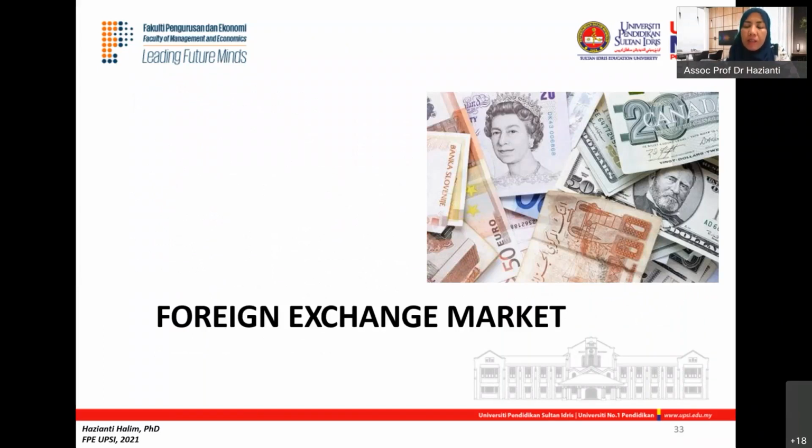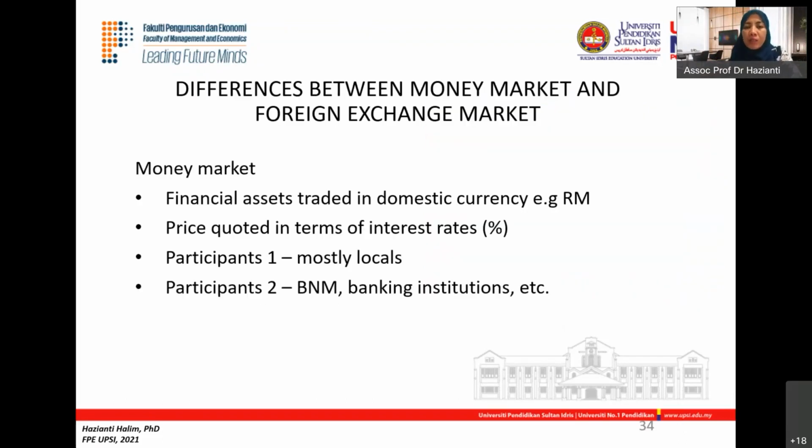Okay, so the second type of financial market is the foreign exchange market. For the money market, the discussion is only on instruments circulated in Malaysia, transacted in ringgit Malaysia. So the prices we looked at, bankers acceptance and all that, are all in ringgit Malaysia. The next market is the foreign exchange market, or maybe you are used to hearing forex. Before we move on, we need to know the differences between the two. What is the difference between the money market and the forex market?